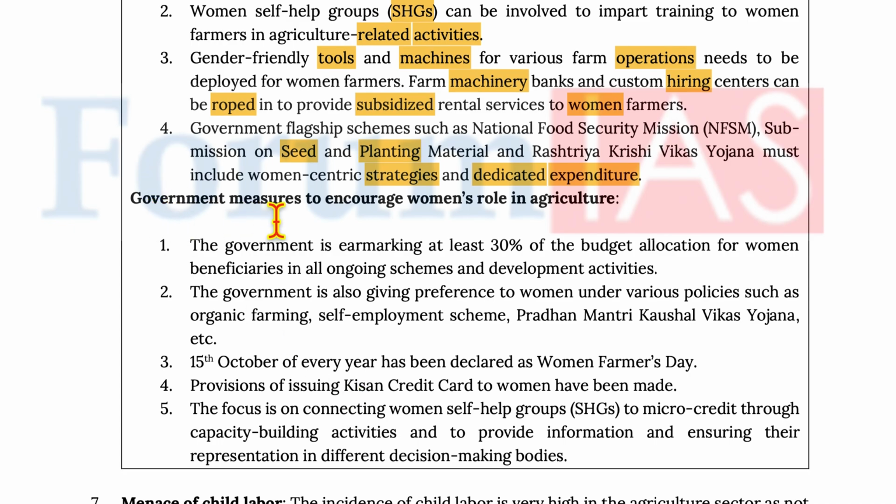Now, government measures to encourage women's role in agriculture. The government is earmarking at least 30% of the budget allocation for women beneficiaries in all ongoing schemes and development activities. The government is also giving preference to women under policies such as organic farming, self employment schemes, Pradhan Mantri Kaushal Vikas Yojana, etc. Now, 15th October of every year has been declared as Women Farmers Day.